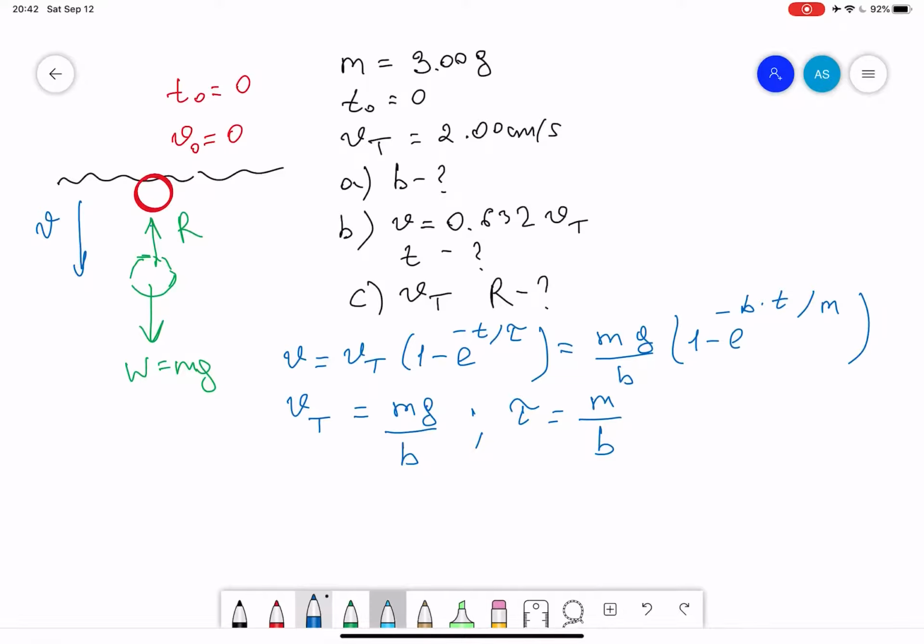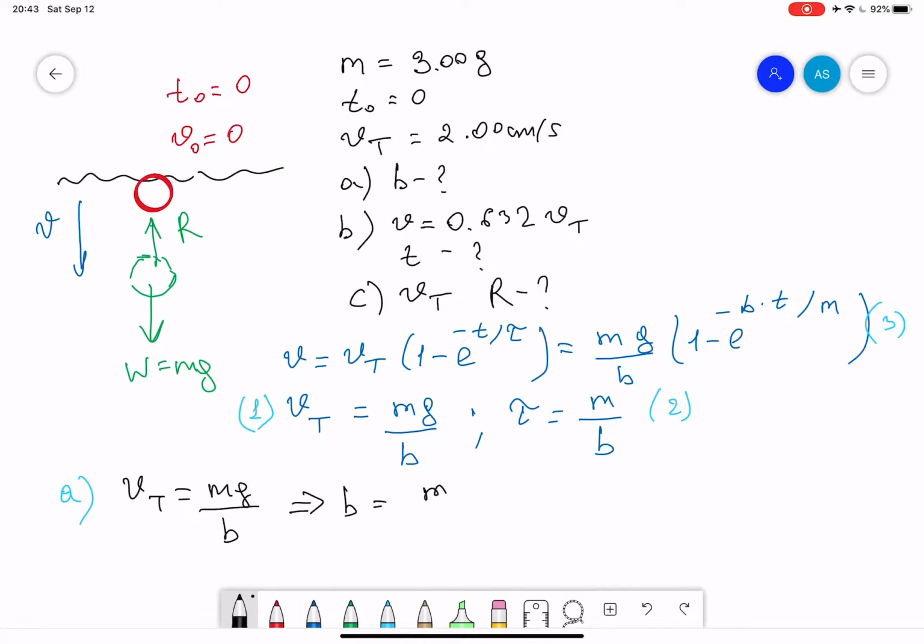In part A, we have to find the constant b, so we have to use these equations. Let's number them: this is the first equation, the second equation, and here the third equation. In part A, we have v terminal equal to mg over b. That means we can find b as mg divided by the terminal speed.